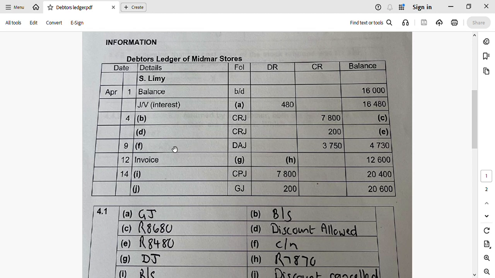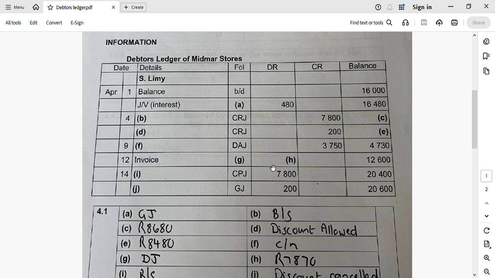So the source document, remember under debtors ledger, your source document is always recorded under the details column. The same applies for creditors ledger. The details column is used for source document. So the source document for DAJ there would be a credit note. And then G is an invoice. If you sell on credit, the journal used there is the debtors journal.